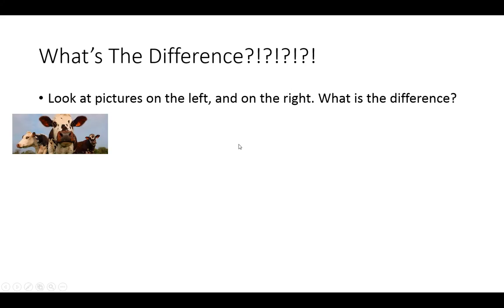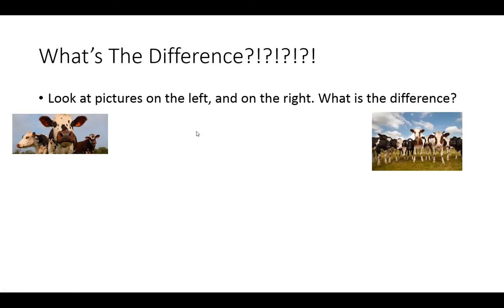If you look at some of the features of the cows, what do you notice? Yeah, they're all brown and white. They all look very similar. Now look at this group of cows. Again, they're all cows, but do you notice anything that's different?